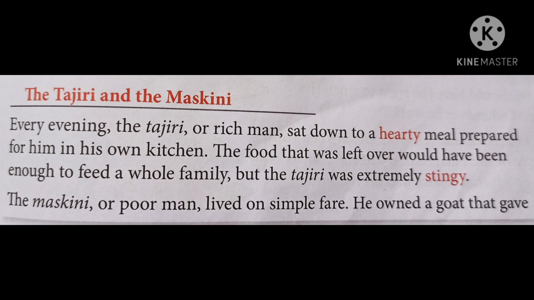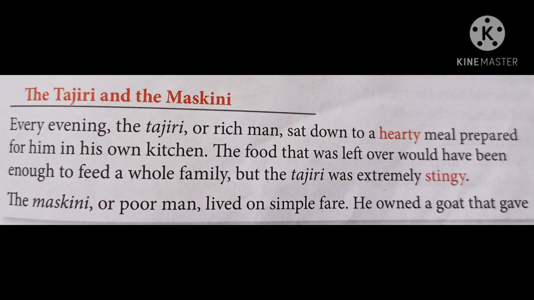There are two main characters in the story, the Tajiri, the rich man, and the Maskini, the poor man. There is also the village chief, who is a side character, right? So, this story is about a rich man, how he lives, and a poor man, how the poor man lives, right? So, let's begin the story.